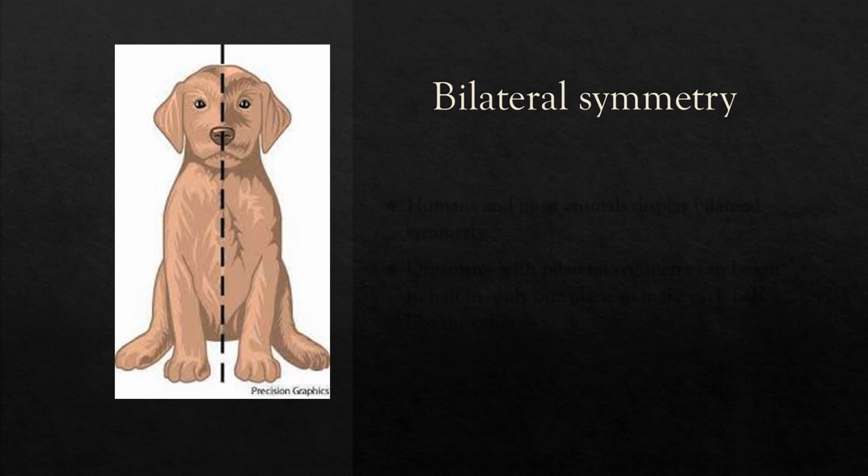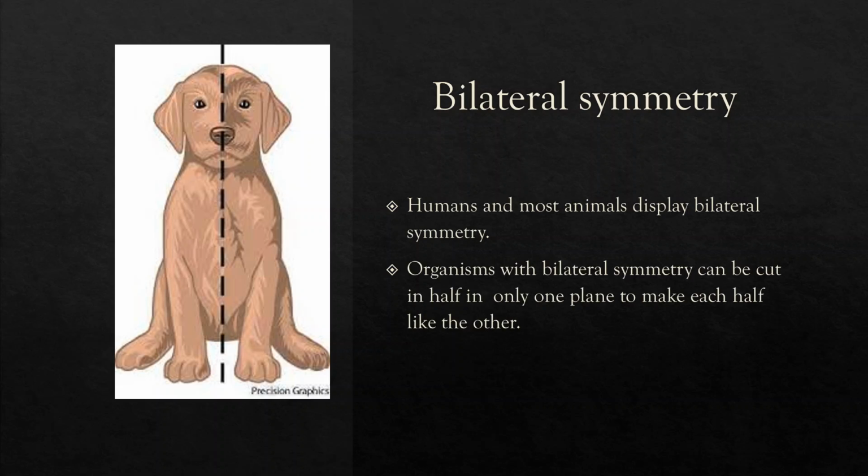Now, bilateral symmetry is shown right here by this little doggo. Humans and most animals display what we call bilateral symmetry. This means right here, organisms with bilateral symmetry can be cut in half in only one plane, and to make each half look like the other.